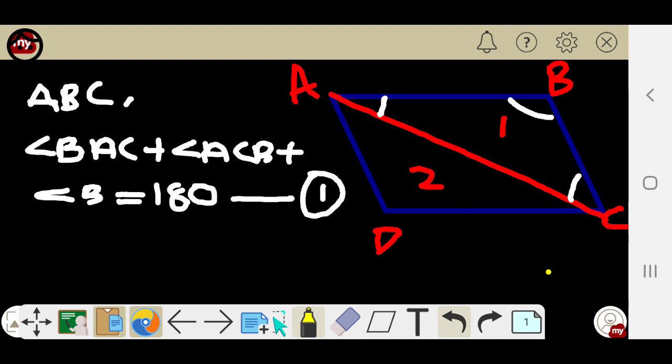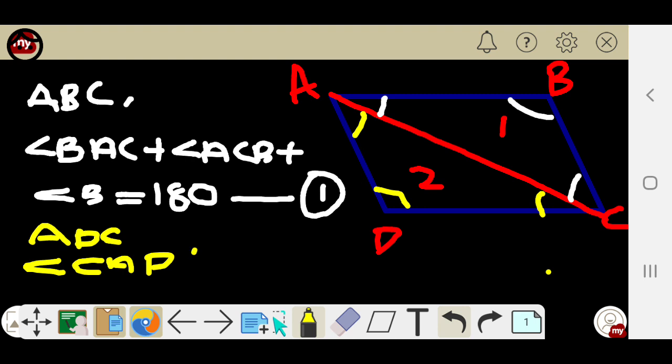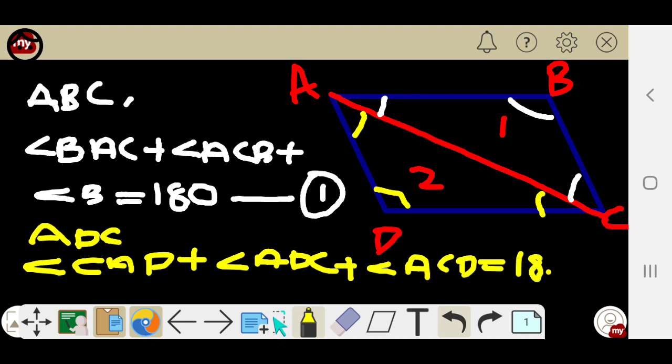Then while considering the next triangle ADC, yes, there also you can see three angles: 1, 2 and 3. Then what can we tell? Angle CAD plus angle ADC plus angle ACD equal to 180. That is equation number 2.